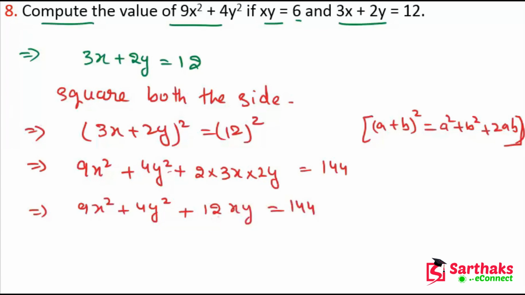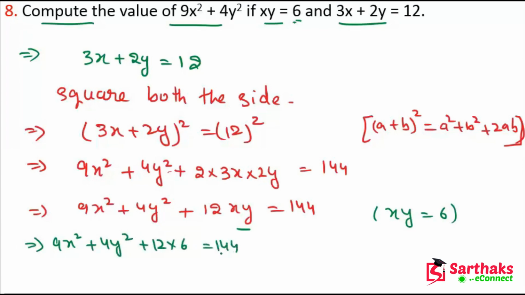So now, my dear friends, we know that the value of xy is 6, so we can put xy equal to 6. We get 9x square plus 4y square plus 12 into 6 is equal to 144. 12 into 6 is 72, so we get 9x square plus 4y square is equal to 144 minus 72.